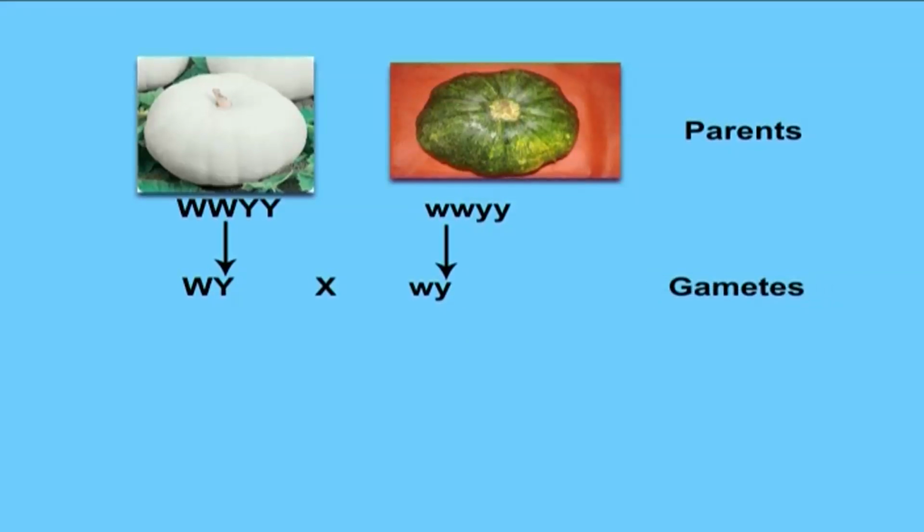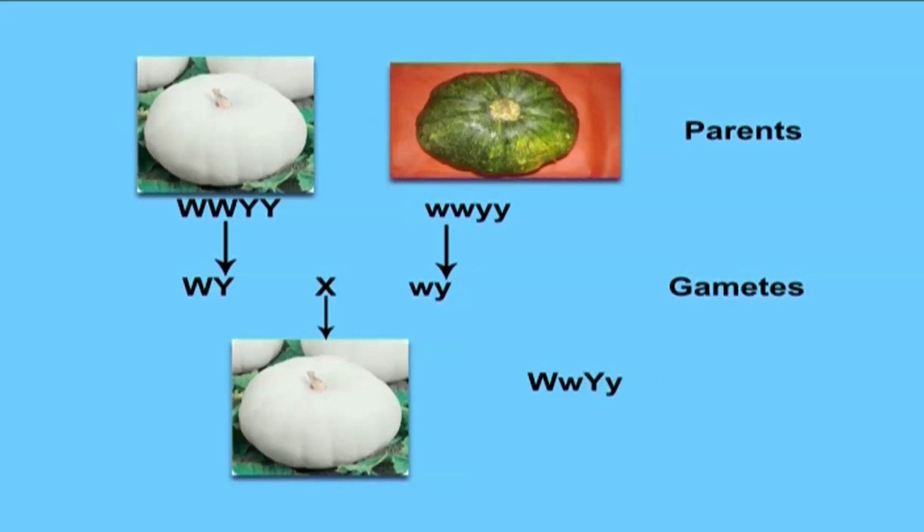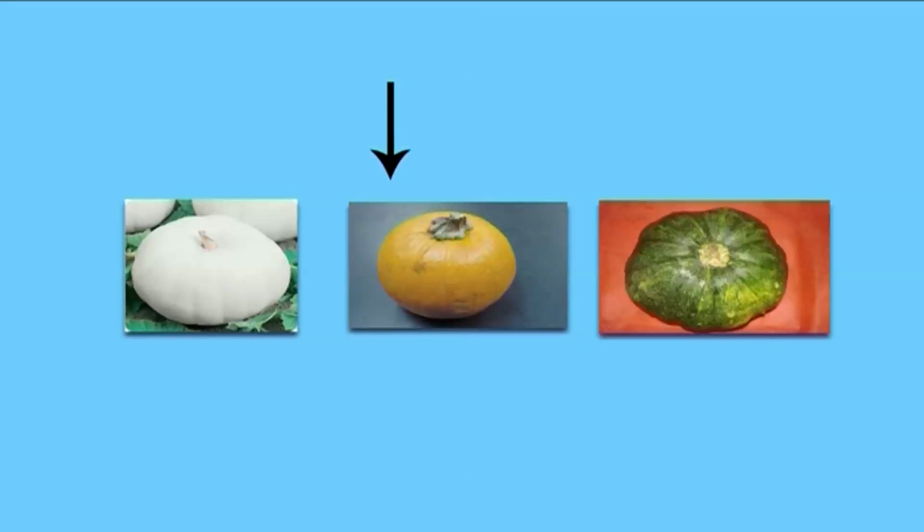When a pure white Cucurbita pepo plant is crossed with a pure green Cucurbita pepo plant, they produce hybrid white fruit color plants in F1 generation. On selfing, F1 plants produce 3 types of fruit colors in the F2 generation as 12 white, 3 yellow and 1 green fruit color plants.